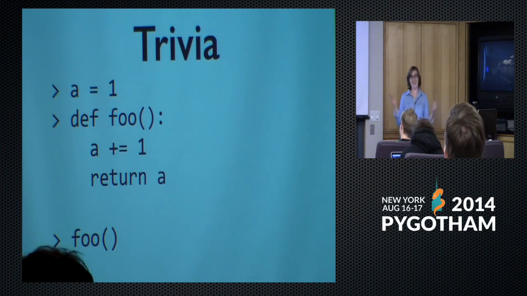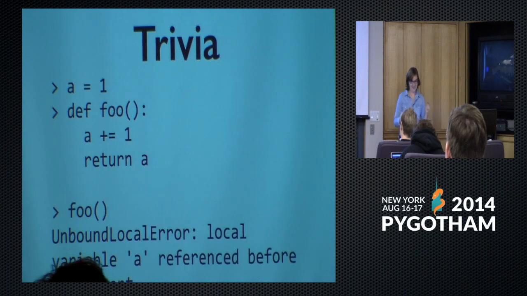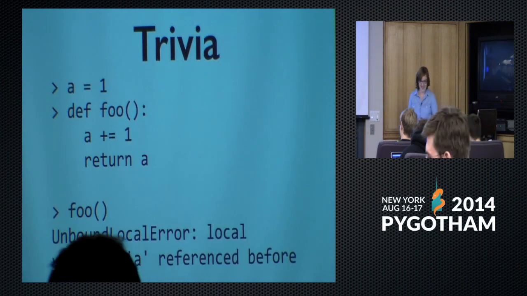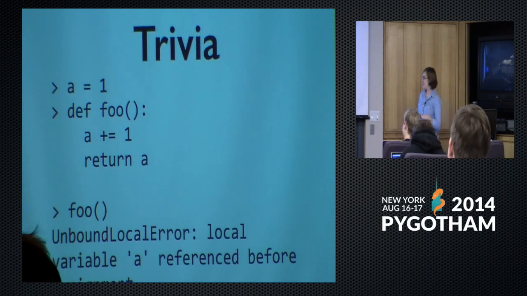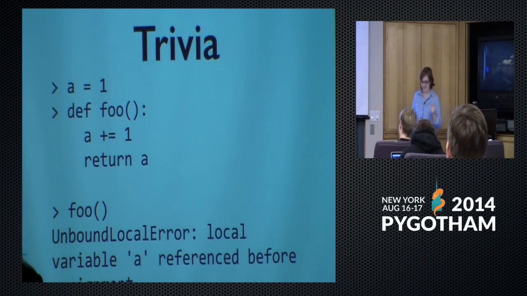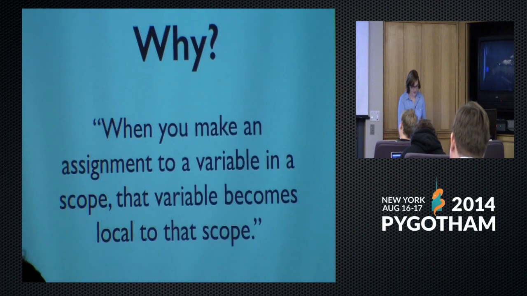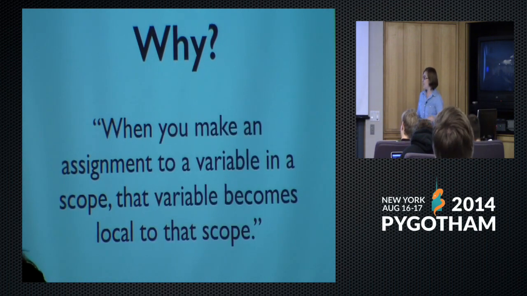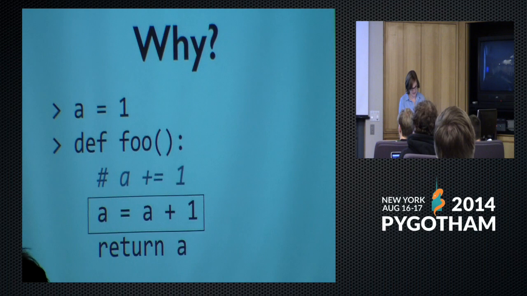Okay, who thinks it'll throw an error? You're right. Anyone know what type of error? Unbound local error. Yeah. So local variable A referenced before assignment. So what does this mean? There's this quote in the Python FAQ that says, when you make an assignment to a variable in a scope, that variable becomes local to that scope. So what does that mean?